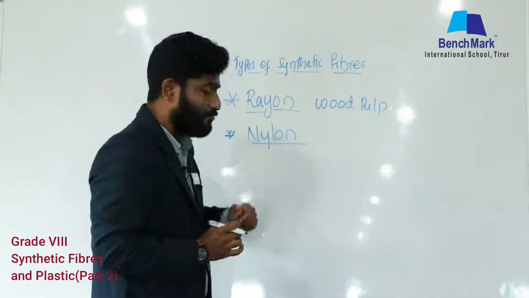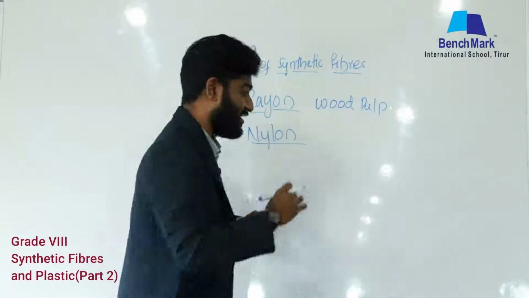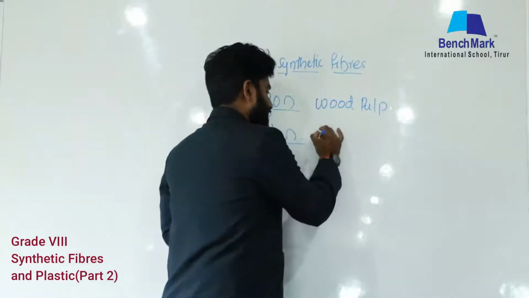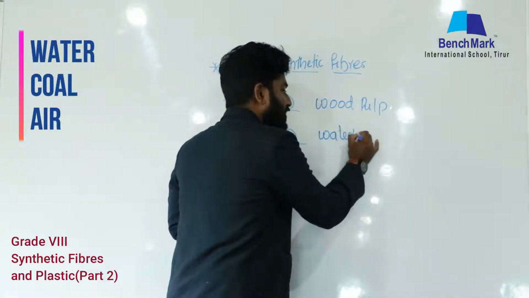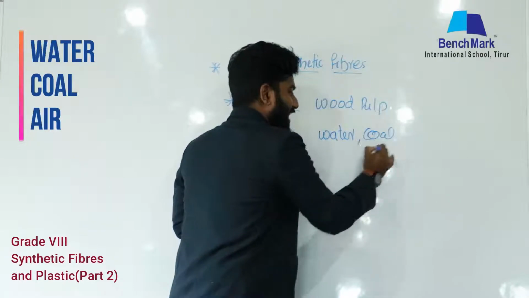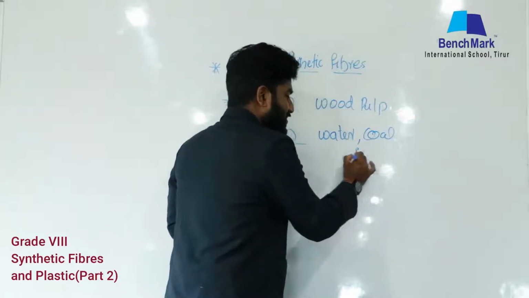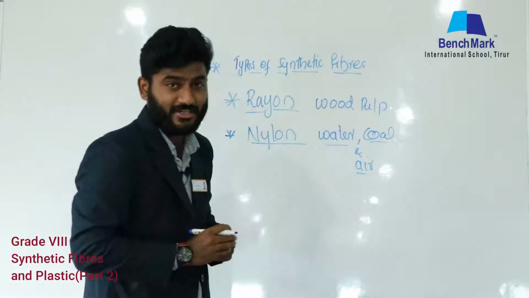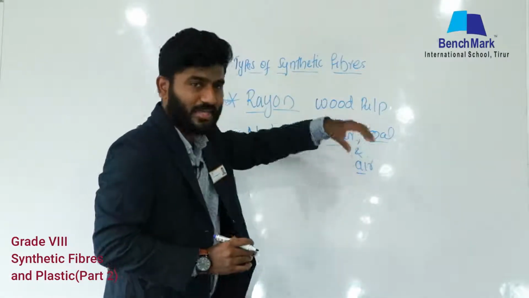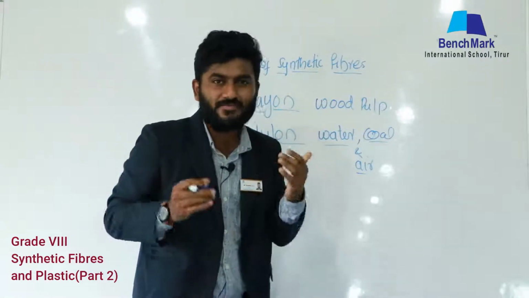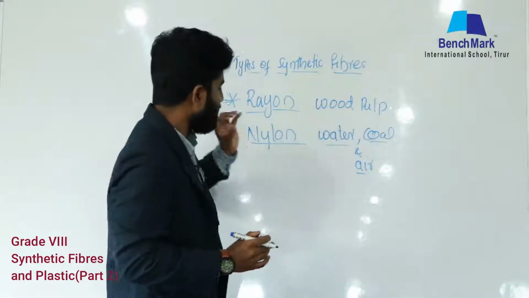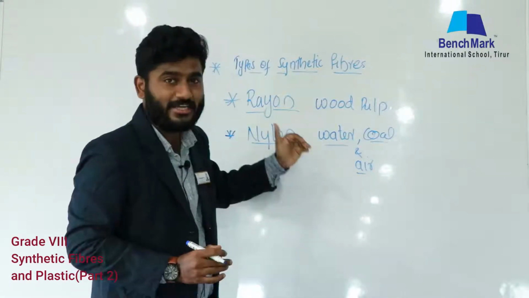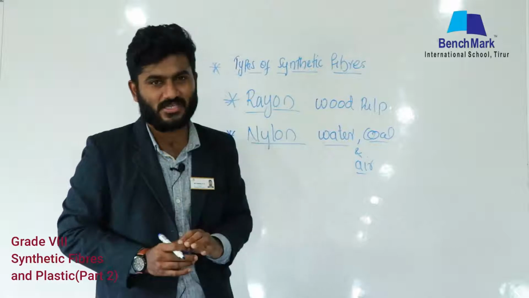But in order to prepare nylon, we take three different things. They are water, coal, and air. Listen, we take these three things and mix them in different proportions. We chemically treat these three things to get nylon. Here we didn't take any naturally occurring substances.